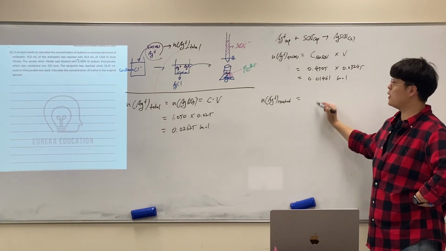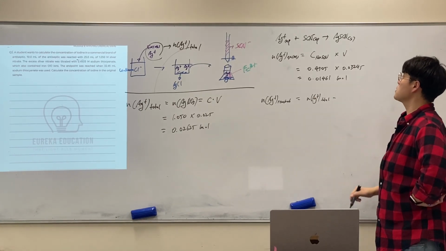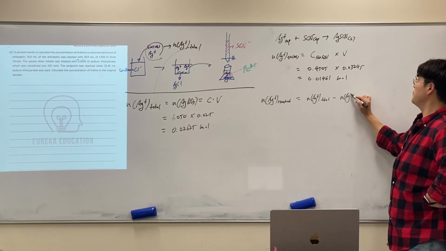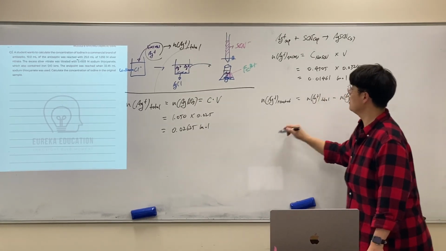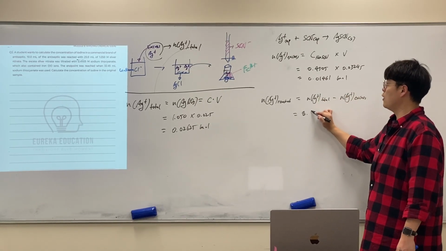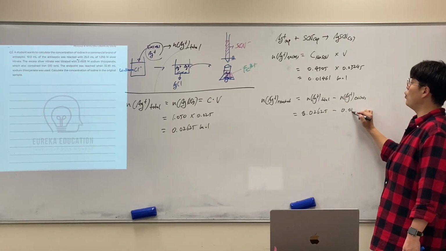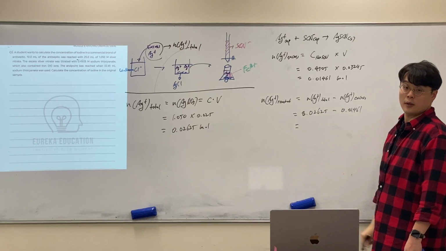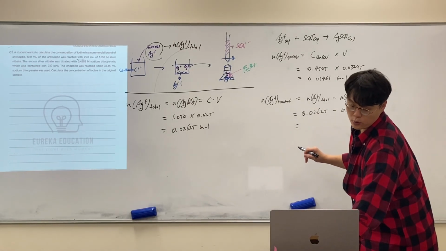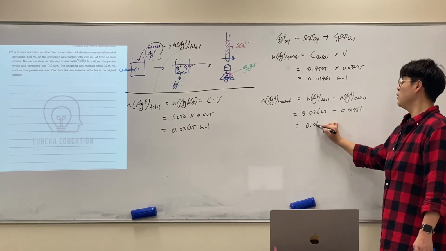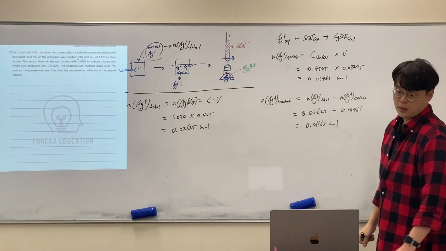This can be found by N of the silver total minus N of the silver in excess. We found them all. Total is known as 0.02625 minus excess 0.01461. We got it up to here? Okay. Did you guys get the 0.01163 mole? Good. Are we done?